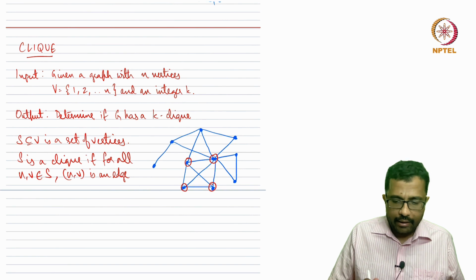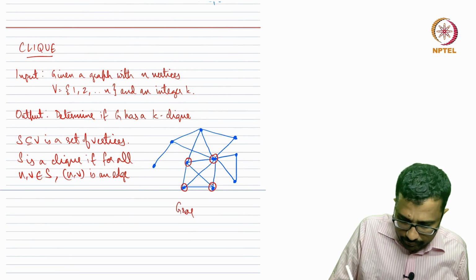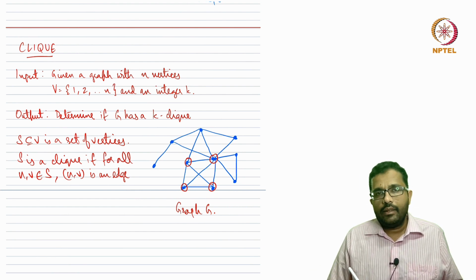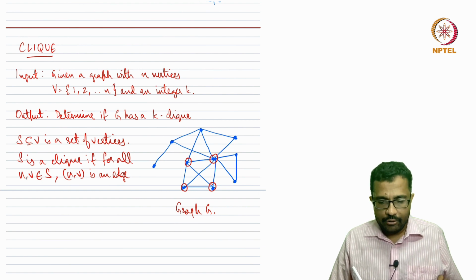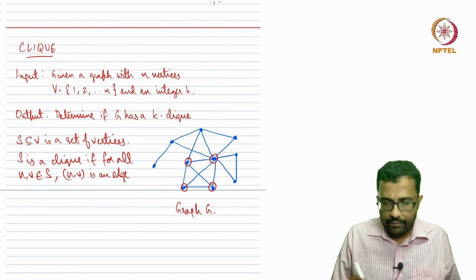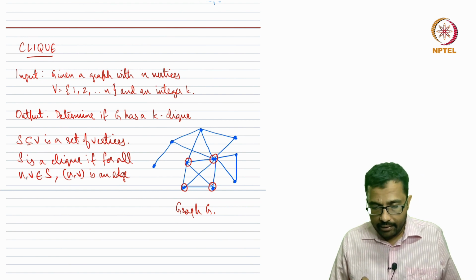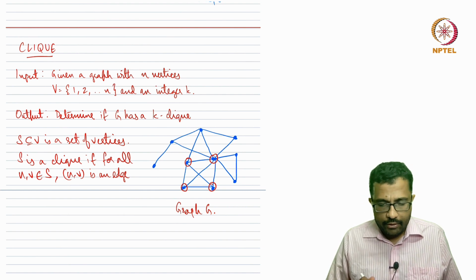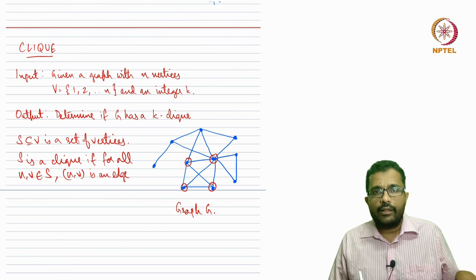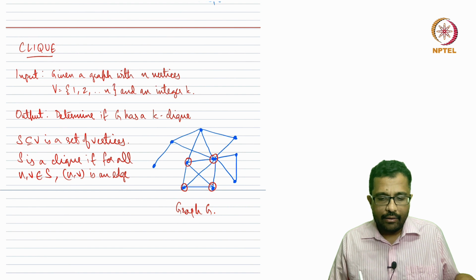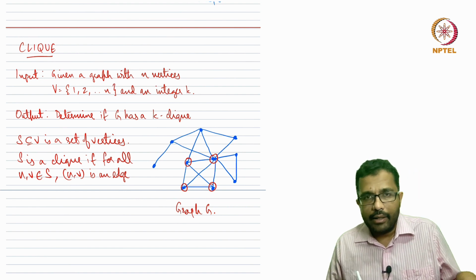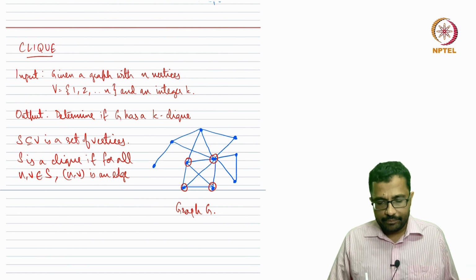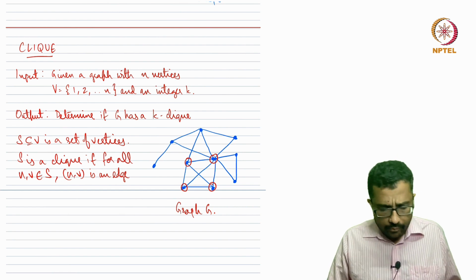So the goal is, you are given a graph. Let's say this is the graph G, which has n vertices, and a number k. The question is, does this graph have a k-clique? So if this is the graph, it has a 4-clique which is marked, but it does not have a 5-clique. At least I think it does not have it, but you can check it. So if you are given this graph and the number 4, you can answer that it does have a 4-clique. But if you are given the number 5 or 6 or any higher number, you can say there is no 5-clique or 6-clique, right? So that is the goal here.